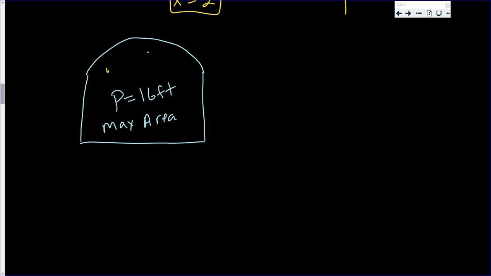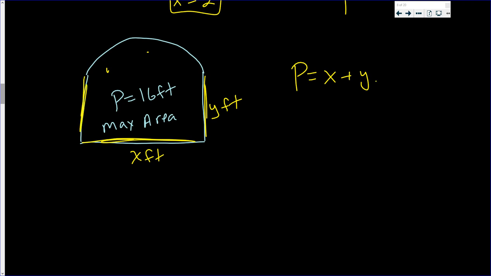Suppose we call this X feet and we call this Y feet. What is the perimeter all the way around? Well, it's that X feet, X. It's that Y feet, Y. And it's that Y feet, another Y. But then, as I said earlier, it's a Norman window, not normal.